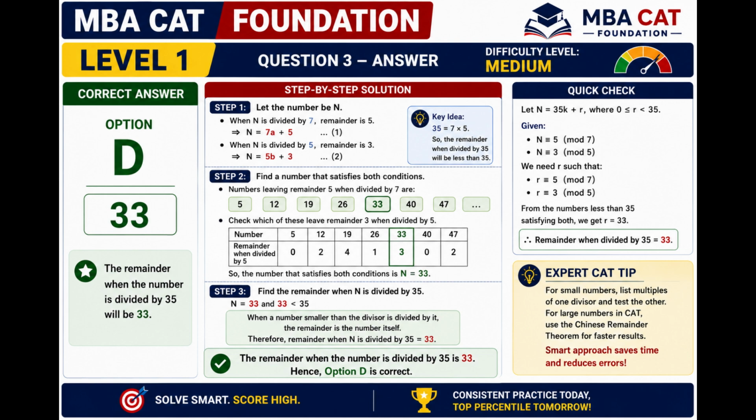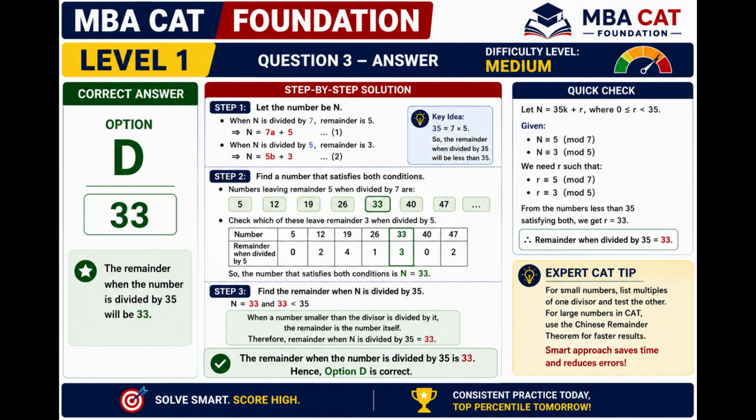Let's understand why. We are told that a number leaves a remainder of 5 when divided by 7 and a remainder of 3 when divided by 5. Our goal is to determine the remainder when this same number is divided by 35. Step 1. Understand the first condition. If a number leaves a remainder of 5 when divided by 7, then the possible numbers are 5, 12, 19, 26, 33, 40, 47, and so on. Notice that each number is 7 more than the previous one.